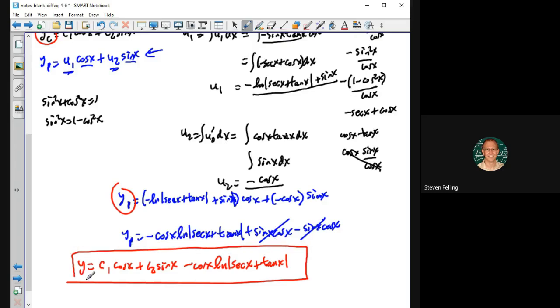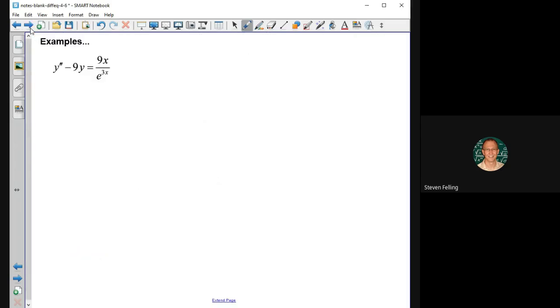All right, so a lot of writing, a lot of derivatives, and there's all kinds of stuff going on here. Let's just work a few more examples. What about this one? So we've got a second order differential equation with a right-hand side. Let's see. First, we'll solve the corresponding equation.